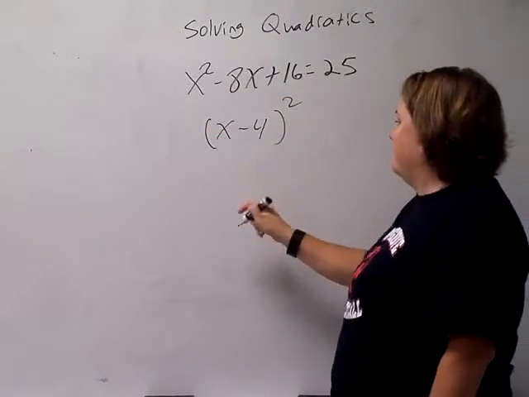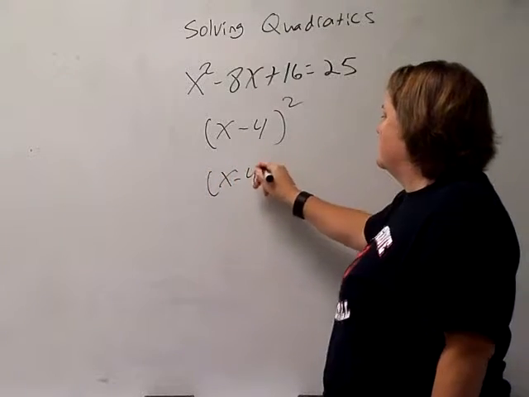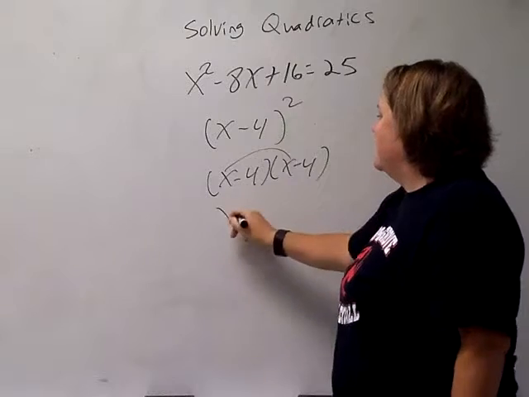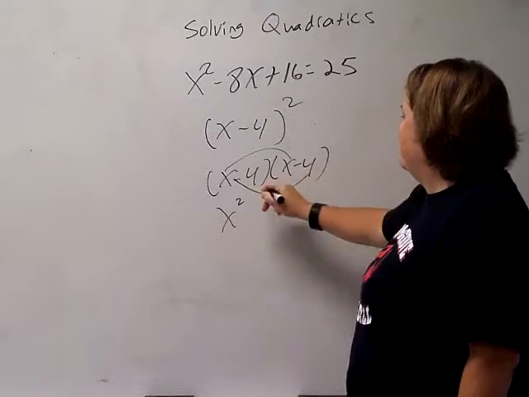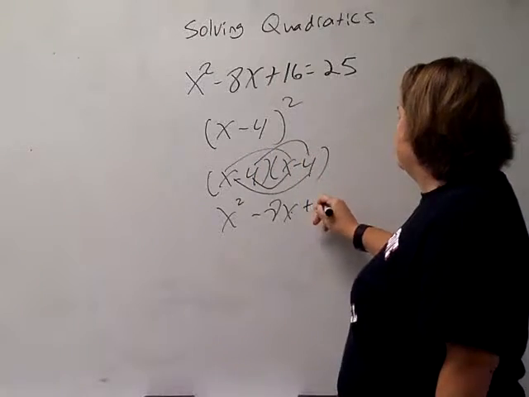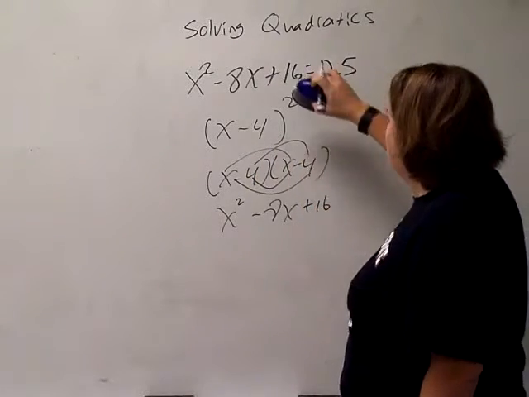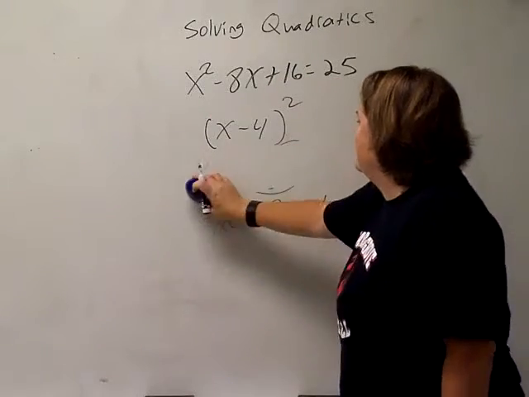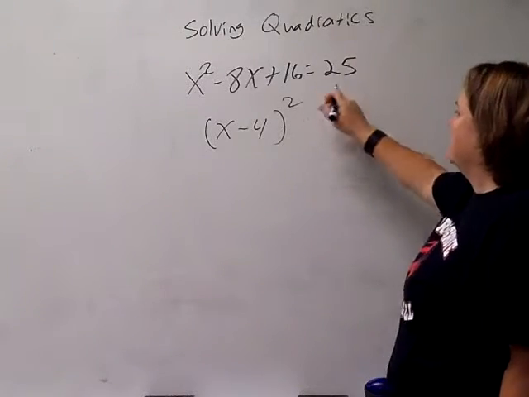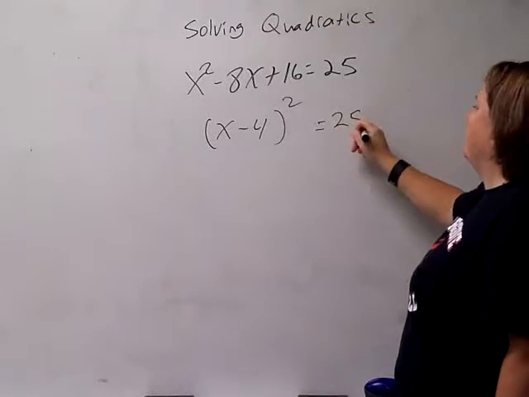Okay, if you don't believe that, you can still remember x minus 4 squared means write it twice. So I can do a quick FOIL check there. That's x squared. That's negative 4x and negative 4x, which makes negative 8x, and that's positive 16. So x minus 4 squared is the same as that trinomial there. Okay, so that factors as a perfect square trinomial. This thing is still equal to 25.